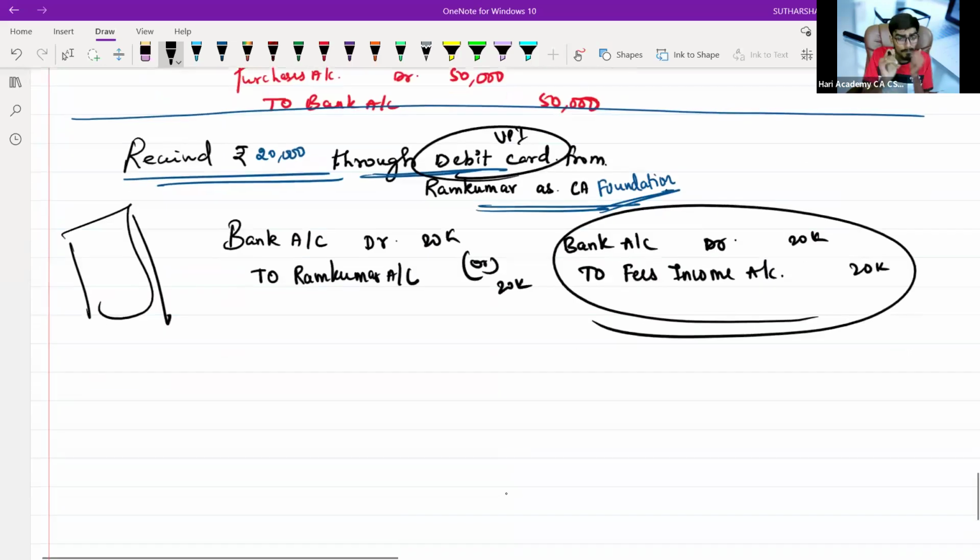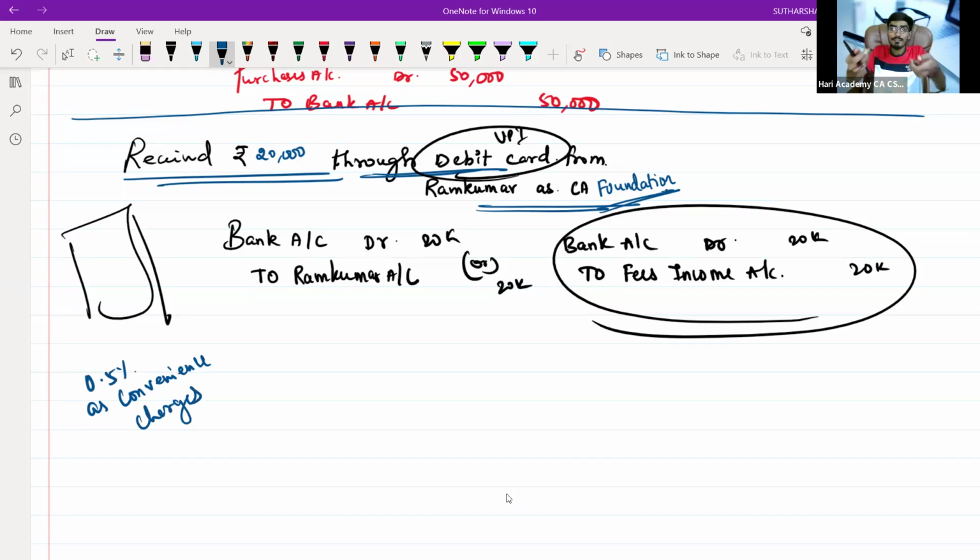But actually, for that, the bank will deduct some charges, like 0.5%, as convenience charges. What is the convenience here? If I received a check, I should collect all the checks, go to the bank some day and deposit them. Then I should wait for 3 days, and only then the check gets cleared. The entire process needs to happen.